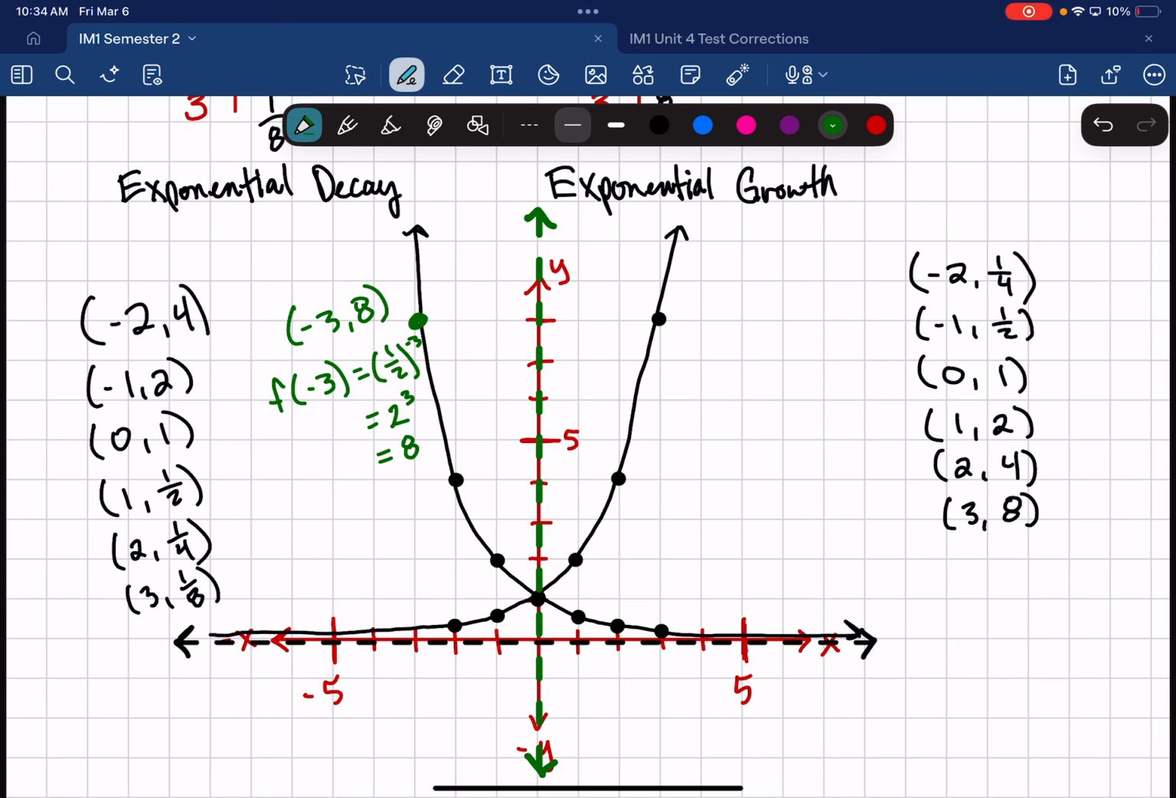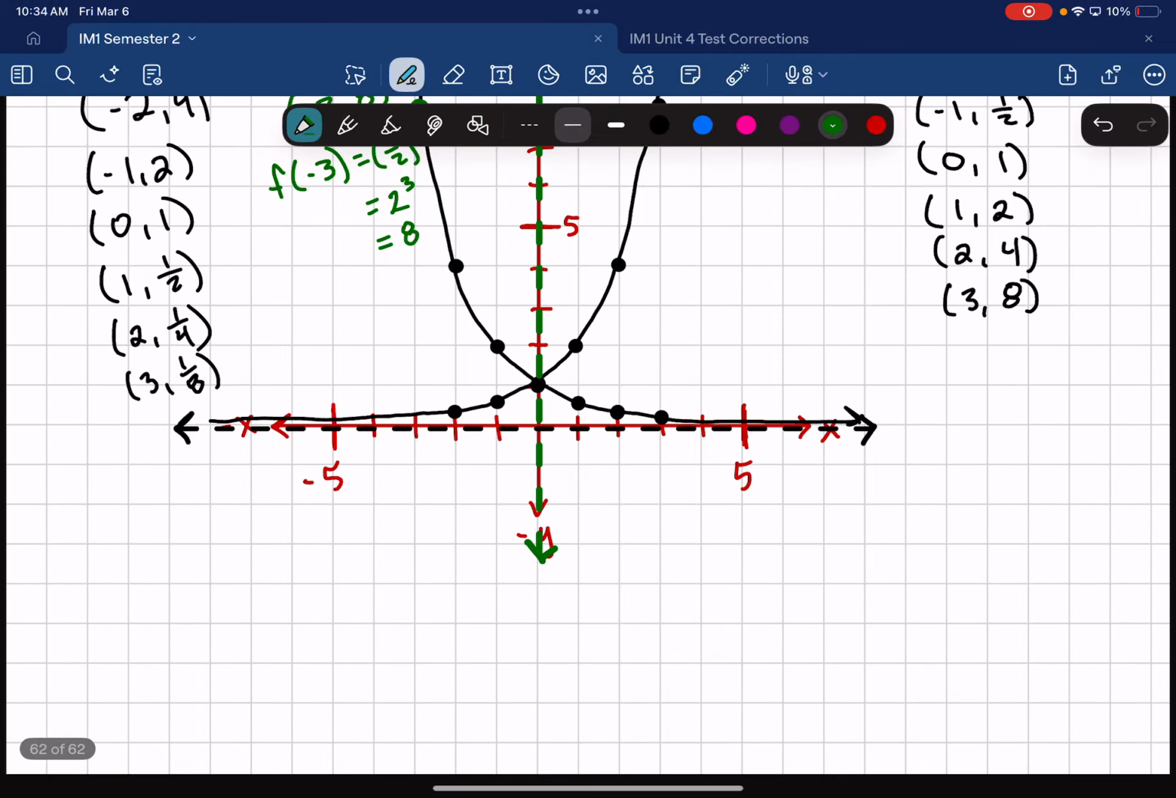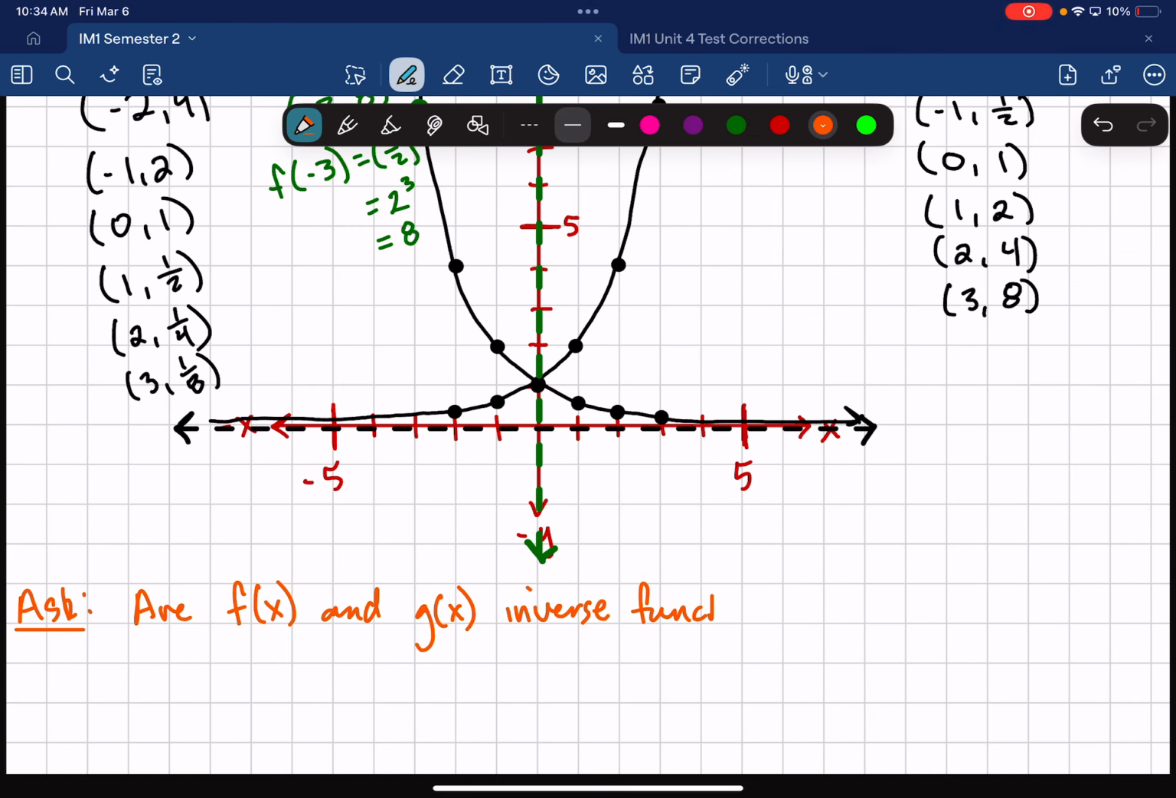Be working on that. Now, let's add in a little teaser. I'm changing the plan because the iPad decided to interrupt the day, so I'm going to interrupt it now. Question for you, and I want you to give me a good answer. Ask, are f of x and g of x inverse functions? Justify.